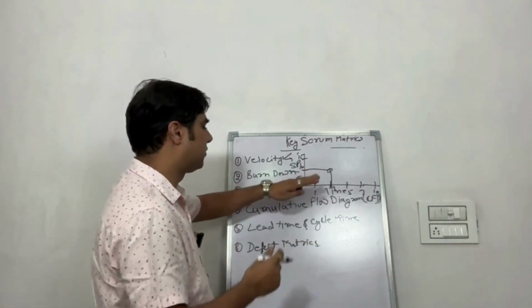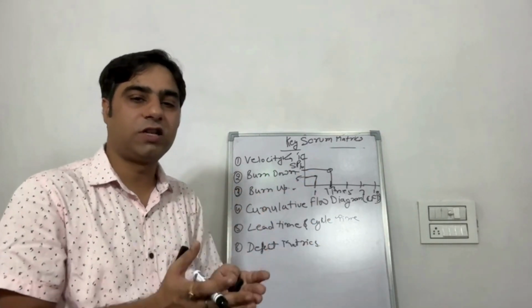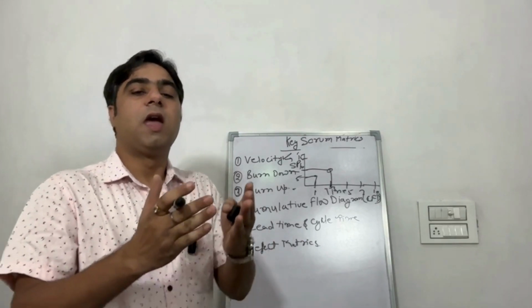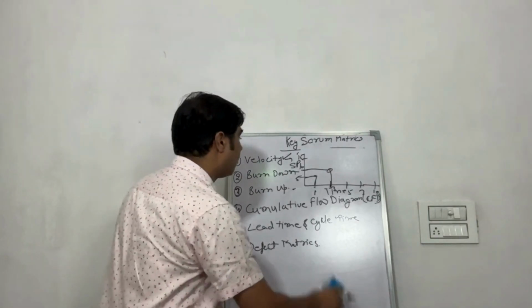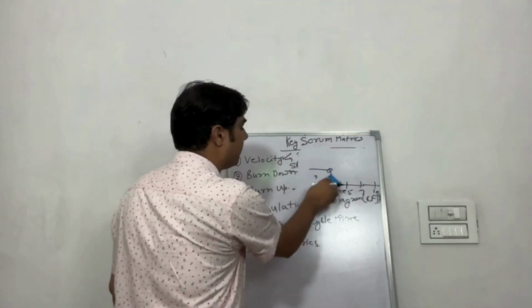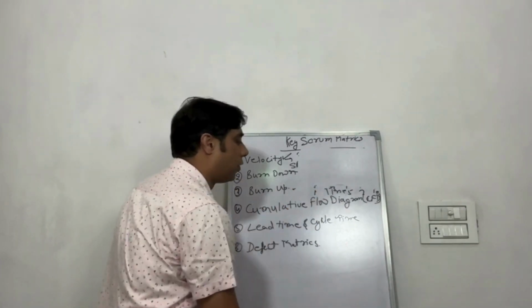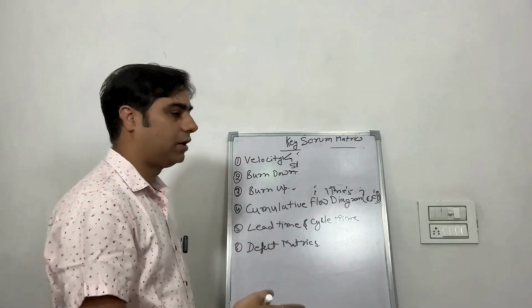So this is a graphical representation of your sprint speed, or you can say release speed, that you can definitely analyze. Now these are the very basic, or you can say very important, metrics that you can consider in day-to-day planning.